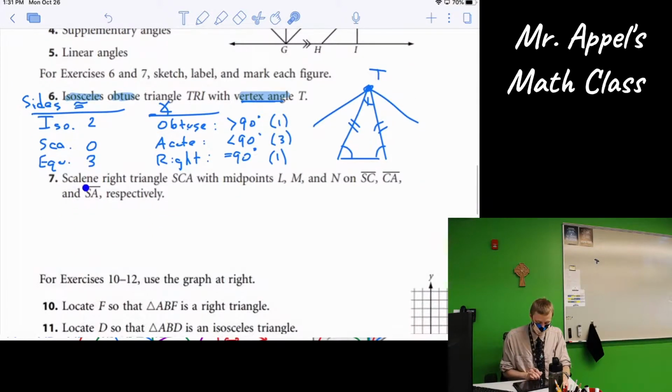Then similarly, we got scalene, right triangle. Okay, we talked about those terms. Add some midpoints to it. That's just piling more things on top of the drawing. That doesn't change the triangle at all.